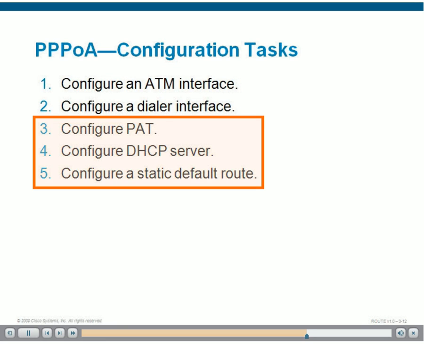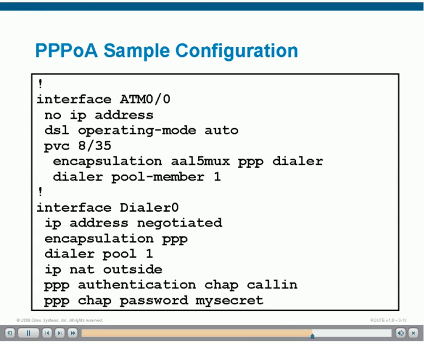Meanwhile, PAT, DHCP, and a static default route provide the IP addressing infrastructure to allow IP traffic to be carried over the DSL connection. A final configuration looks like this. Notice the ATM interface is a member of the dialer pool associated with the dialer interface. Again, the dialer interface is a virtual interface that will carry and have the IP address and Layer 3 information, but will use the ATM interface to access the DSL network. That's why you need to tie them together in the form of a dialer pool.